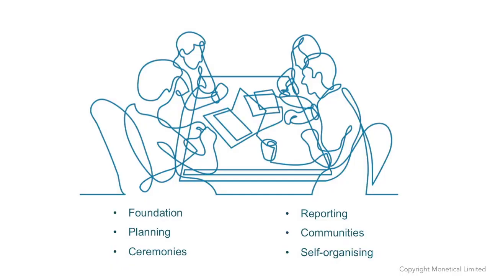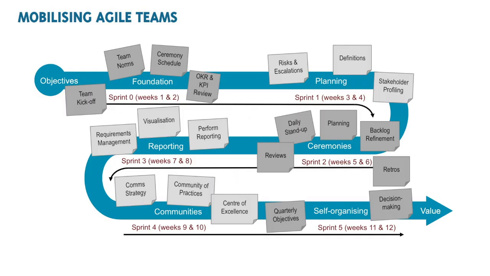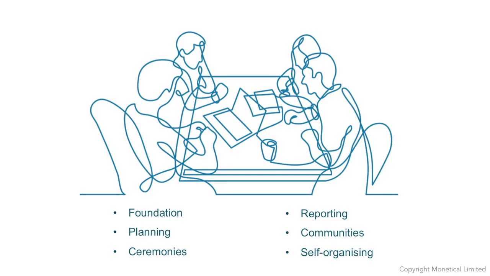By following these activities distributed across the 6 sprints, which were identified whilst supporting a number of agile transformations over the past 15 years, we are confident they'll help you effectively mobilize your agile teams.